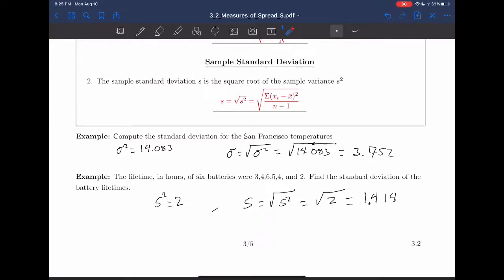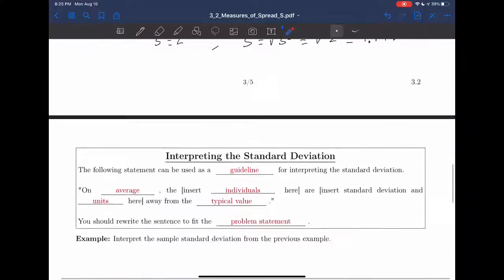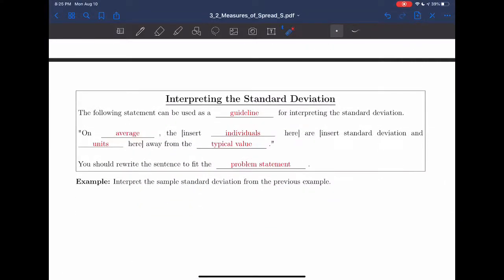Once we figure out our standard deviation, now we're able to interpret what this means in real world words. And to do that, I came up with a little guideline of what to say. So on average, and then you input the individual that you're studying, it depends on the example, is, and then you input the standard deviation and their units away from the typical value. And you should probably fit this to the problem that you're working with.